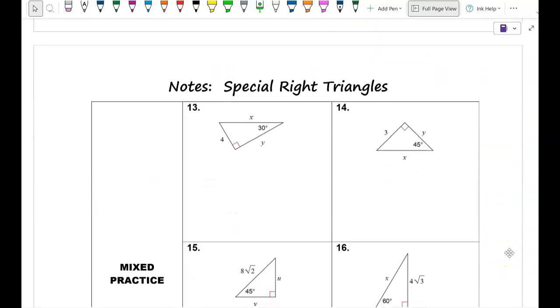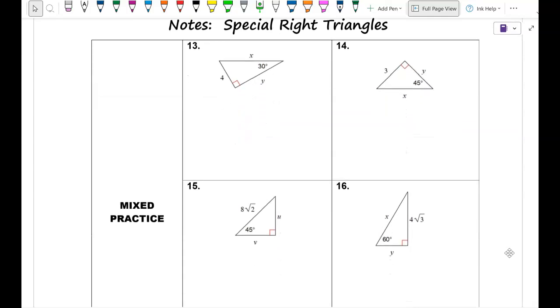Now, this last set is really just mixed practice. 13, 14, 15, 16, 17, and 18. We have both types here. So we're going to do this in steps. The first step that I would like you to do is go through and determine, is it a 45, 45, 90 or a 30, 60, 90, and just mark the sides of the triangle. I'm going to pause for a few minutes and walk around while you do that.